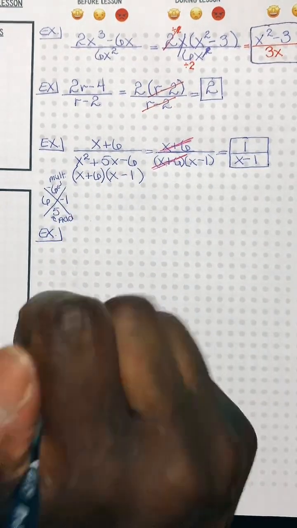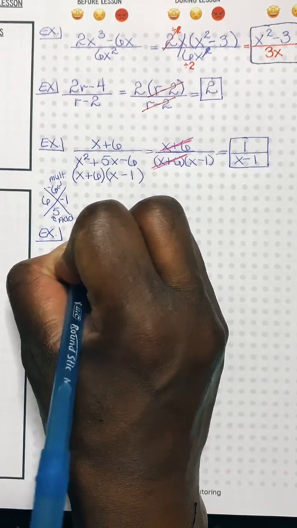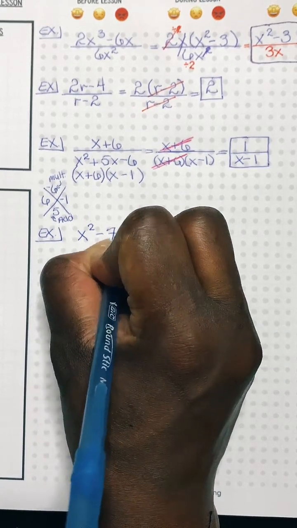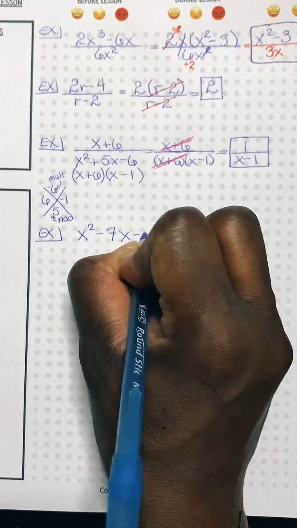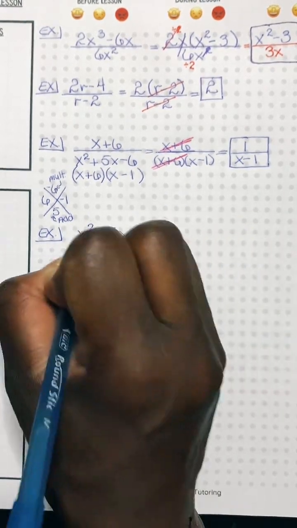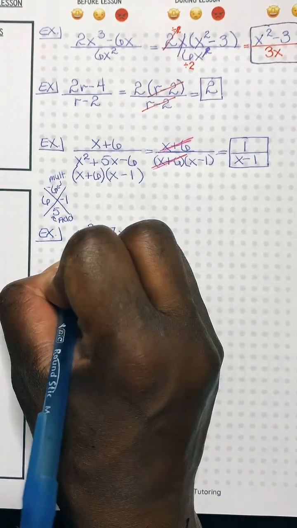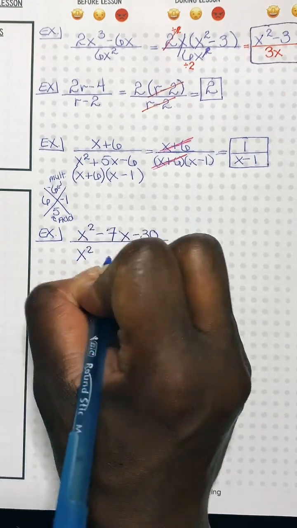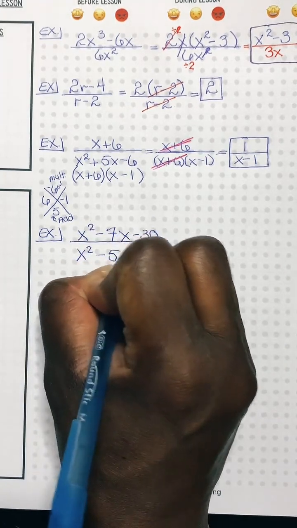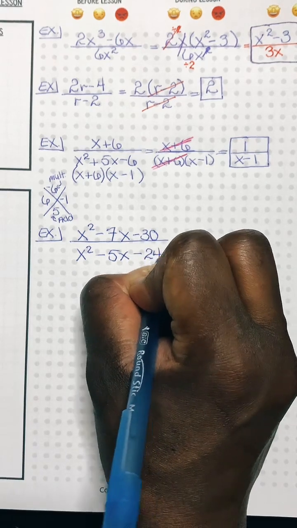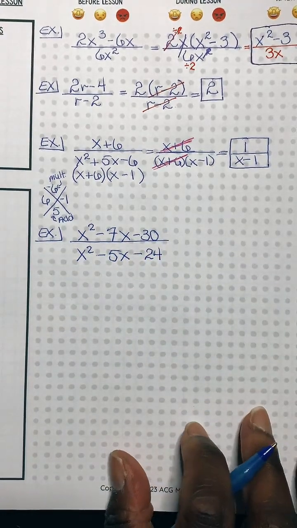here we go. So we have x squared minus 7x minus 30. That's your numerator. The denominator, x squared minus 5x minus 24. Okay.